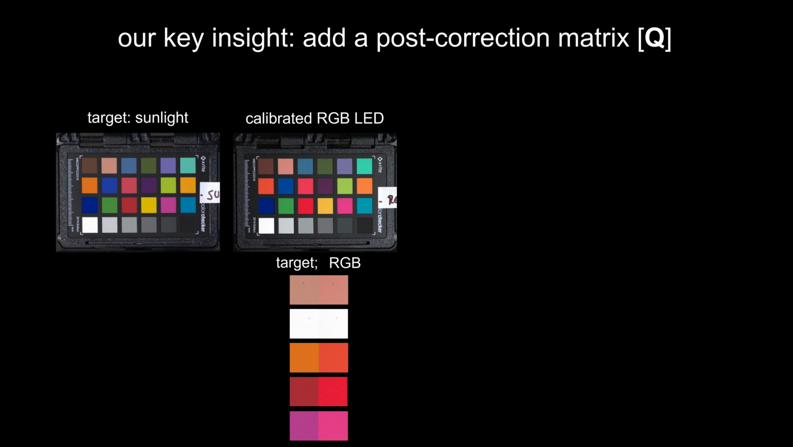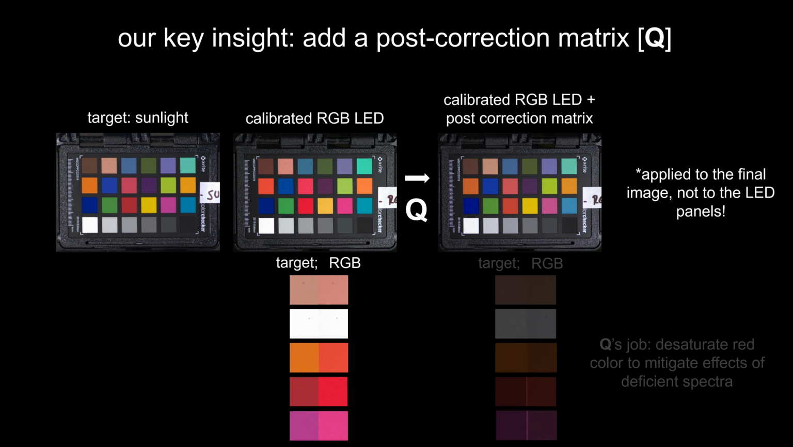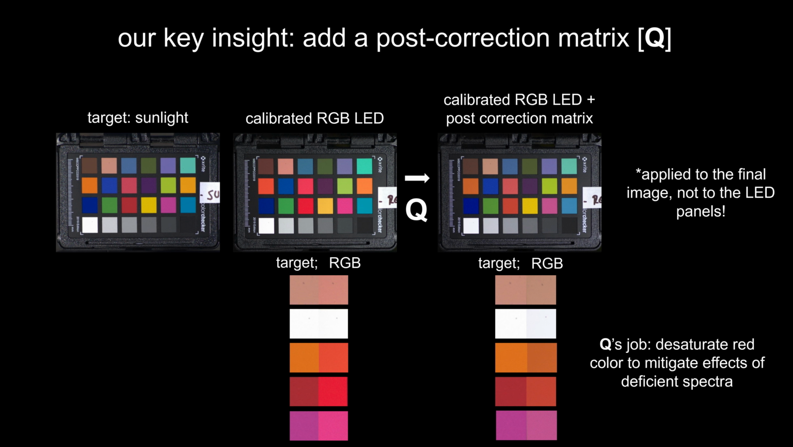So what does it look like if we go back to our color chart now and we add in our post-correction matrix? Now if we add in the matrix Q, we'll see that okay, we didn't match the colors exactly, but we really did do the job of desaturating the red and the orange back towards what it would look like under a more broad spectrum light source.